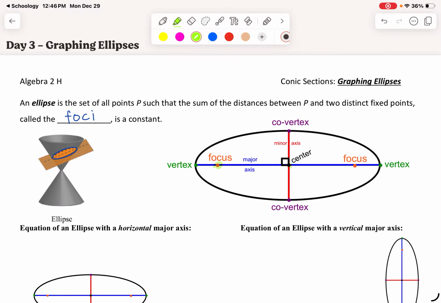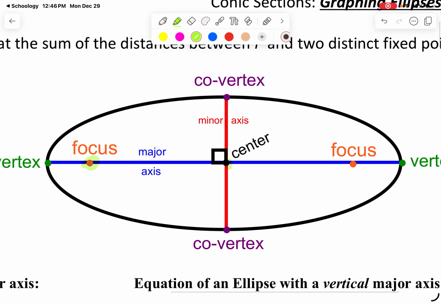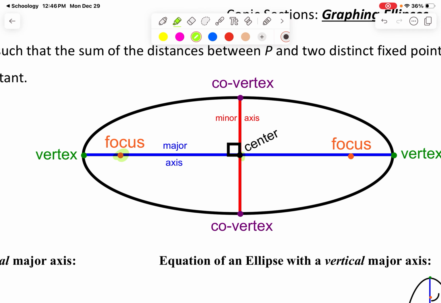So things that you need to know are some vocab here, okay? An ellipse has two axes. It has a major axis, which is the longer axis. If the ellipse is horizontal, the major axis is going to be a horizontal segment. And then it has a minor axis, which is the shorter axis, okay? The shorter axis on this one is this vertical line because it is a horizontal ellipse. Where those meet is the center, okay?